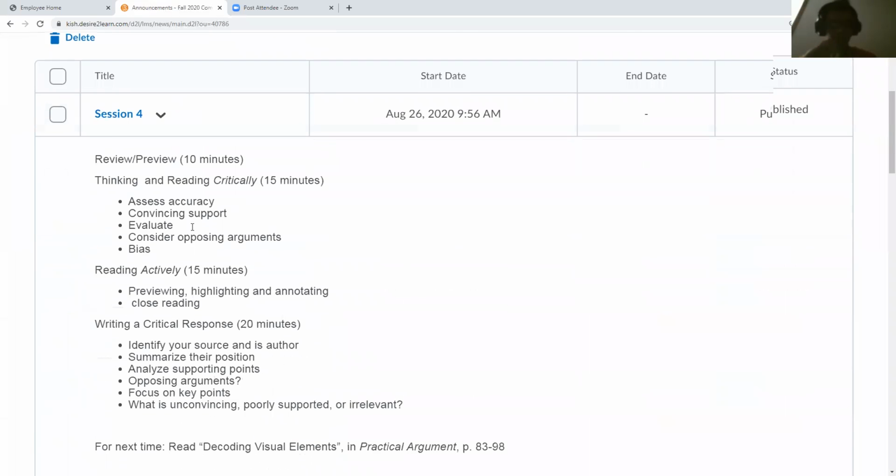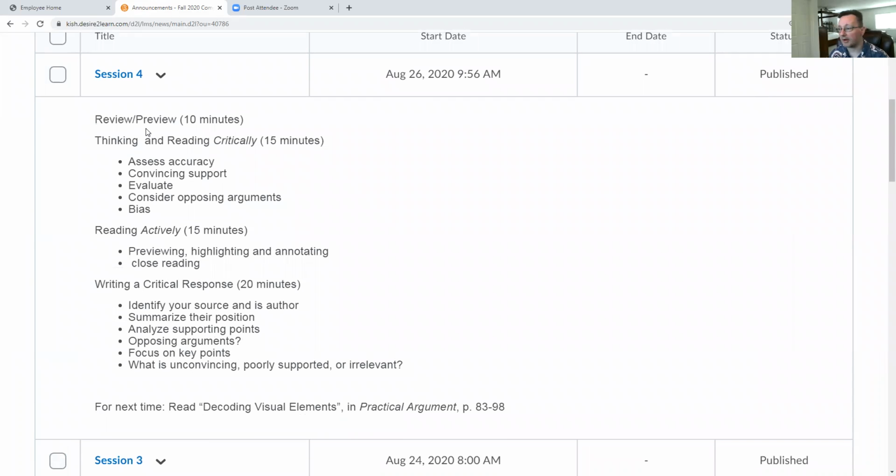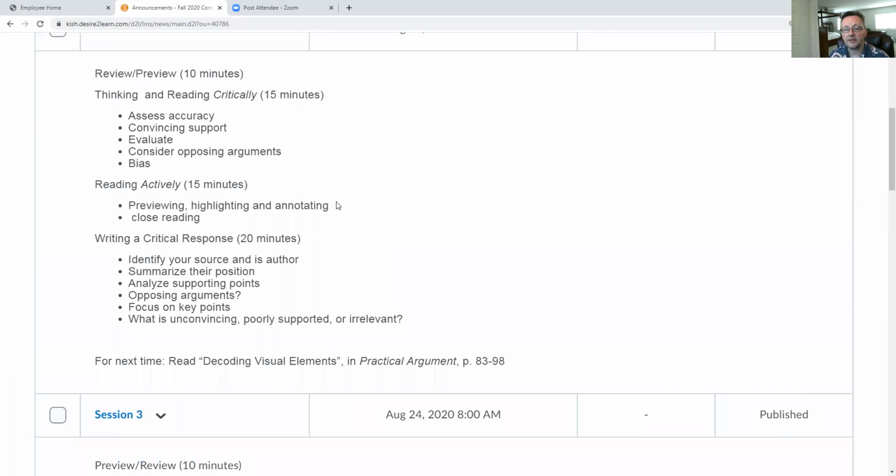Session 4 for today. As you can see, we've got to do a little bit of preview and review of material that we've covered already. And then I'm going to go ahead and break into some of these new topics. Specifically today, in terms of review and preview, we have broken up the Chapter 2 material into a couple of incremental discussion points. About 15 minutes today, just talking about thinking and reading critically.